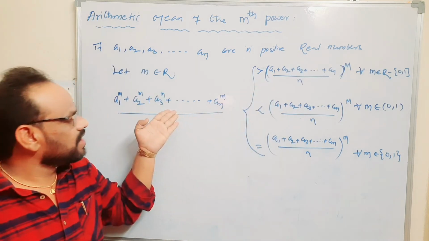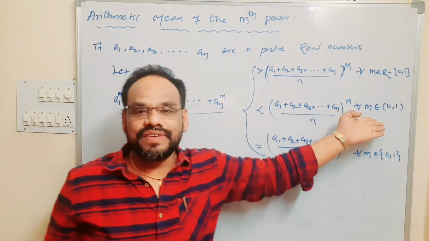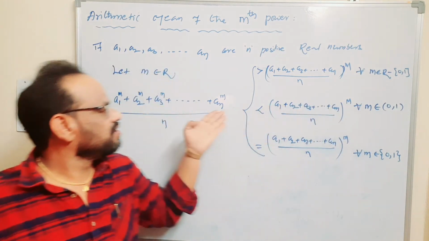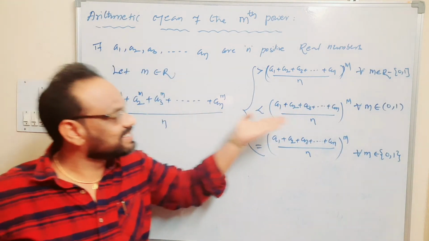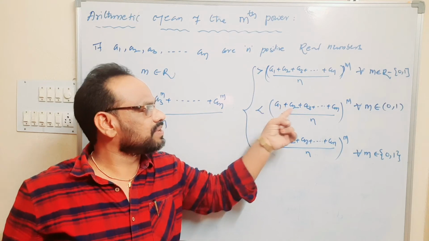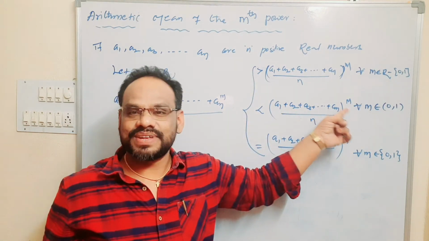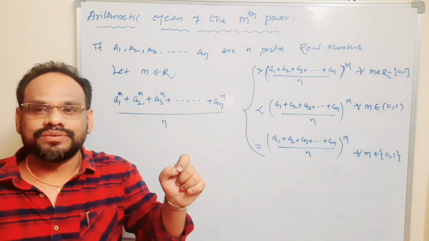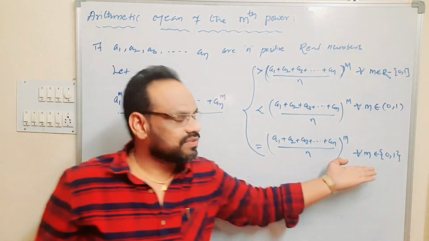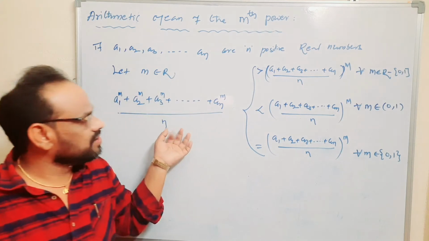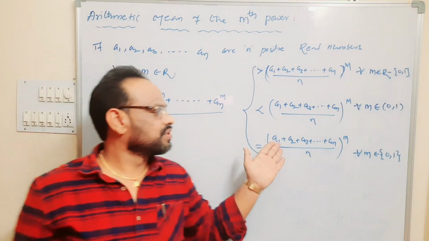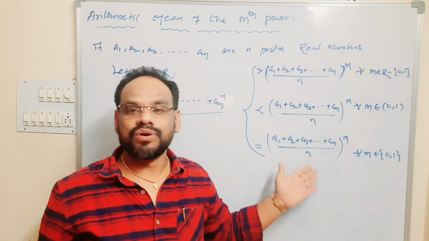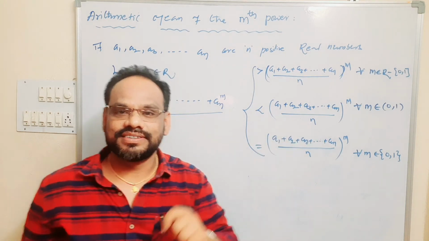If the m value lies between 0 and 1, the value is always less than (a1 plus a2 plus a3 plus and so on plus an) by n, whole power m. If m equals 0 or 1, this value is always equal to (a1 plus a2 plus a3 plus and so on plus an) by n, whole to the power m. Let us discuss one example.